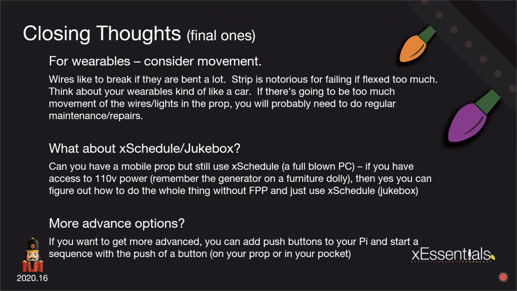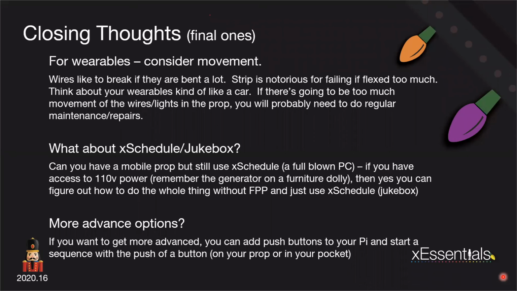What about xSchedule and Jukebox? Can you have a mobile prop but still use xSchedule on a full-blown PC? If you have access to 110 volt power, again, this was designed for the US, remember the generator on a furniture dolly, then yes, you can figure out how to do the whole thing without FPP and just use xSchedule and Jukebox. There is no limitation. If you want to do it, it can be done.